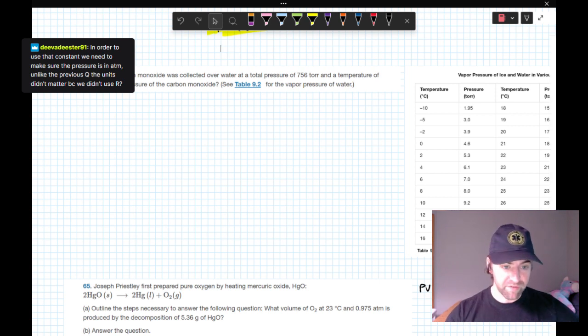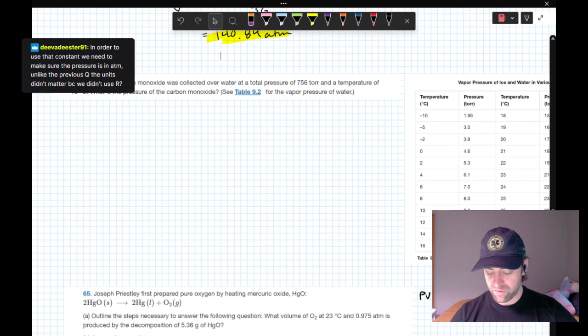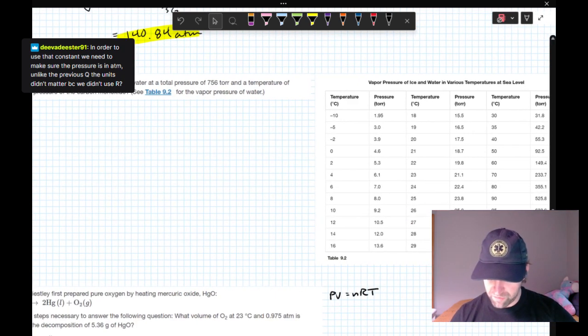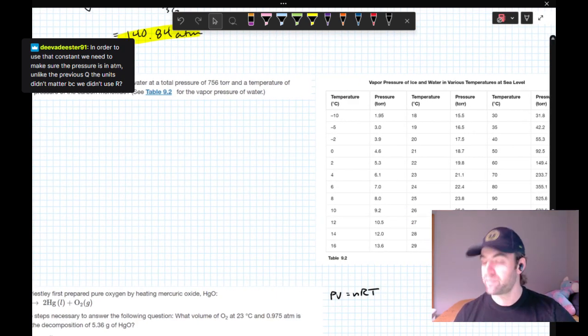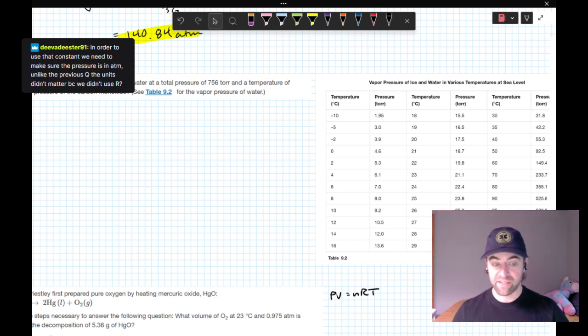A sample of carbon monoxide was collected over water at a total pressure of 756 torr and a temperature of 18 degrees Celsius. We're asked to reference some tabulated data, and this is the vapor pressure of ice and water at temperatures at sea level. This is going back to partial pressure, where the sum of all parts equals the total pressure. We're given the total pressure, and the partial pressures of water at various temperatures are well known.